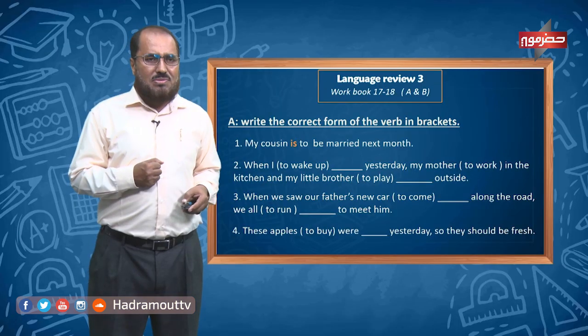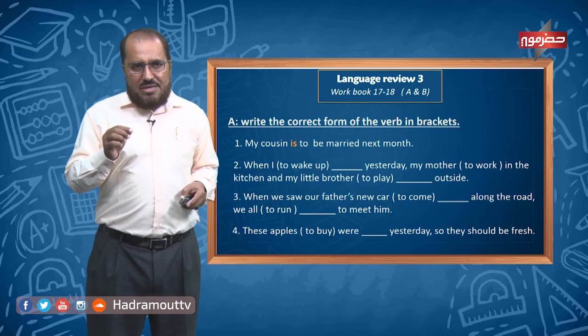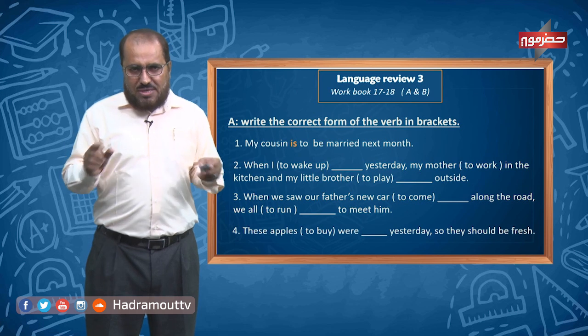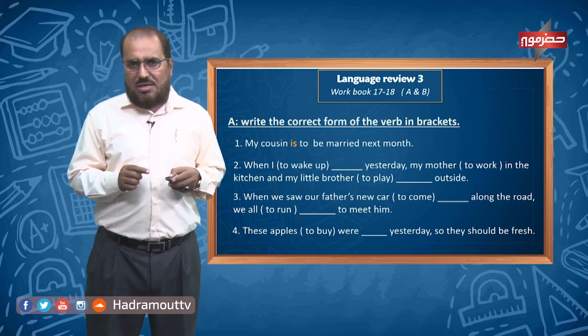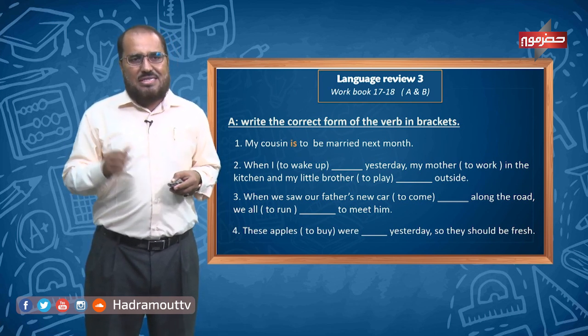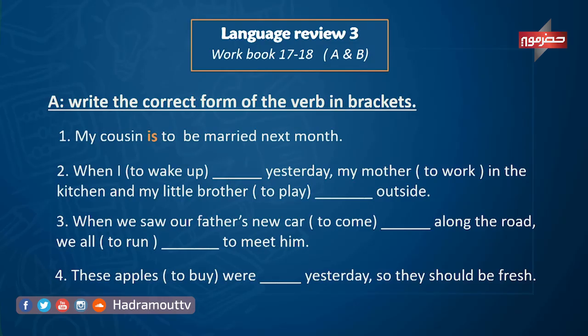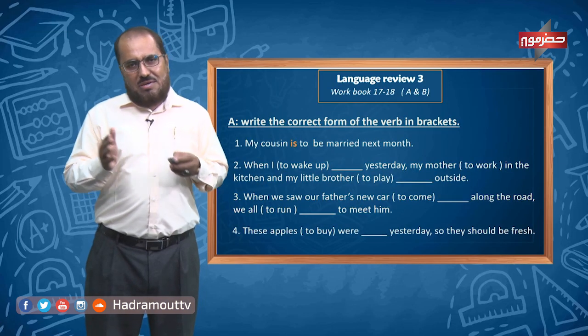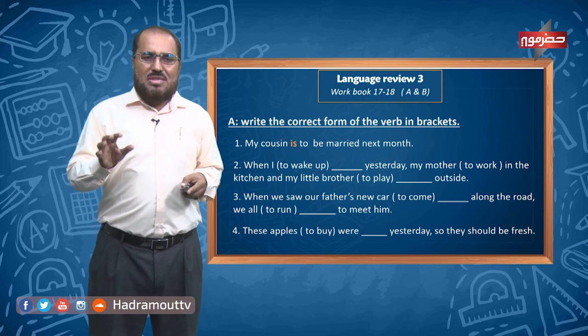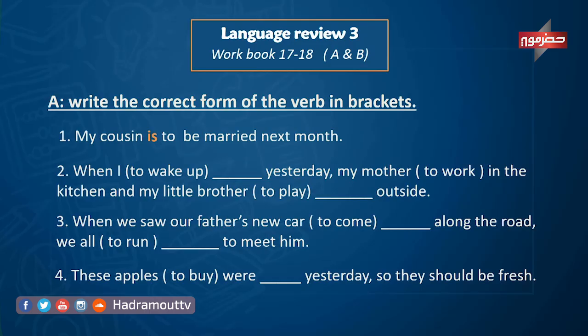What about number 2? Here is wake up. We have to work with the wake up now. Yesterday, when I wake up, my mother to work in the kitchen and my little brother to play outside. Here we have wake up, to work, to play. That means wake up, work and play. What are the correct forms of the three verbs here?